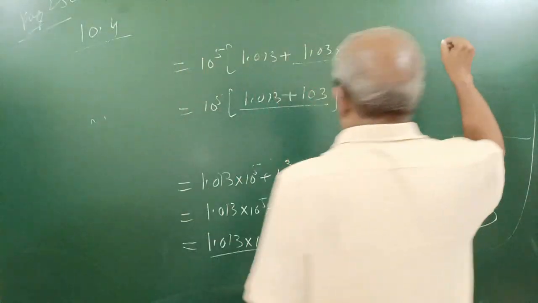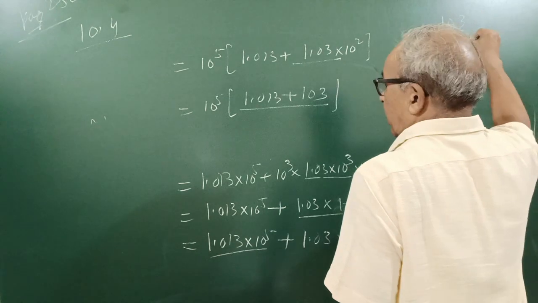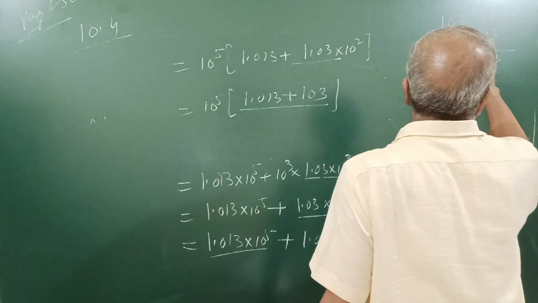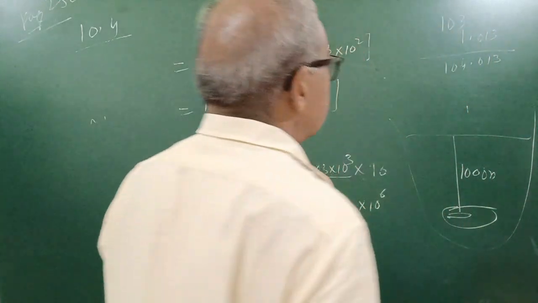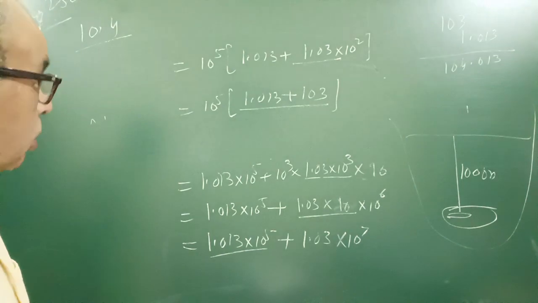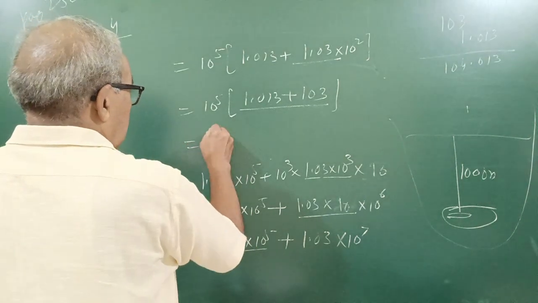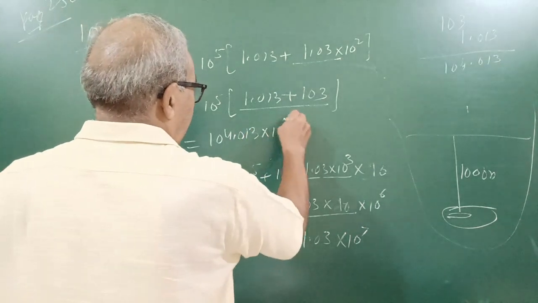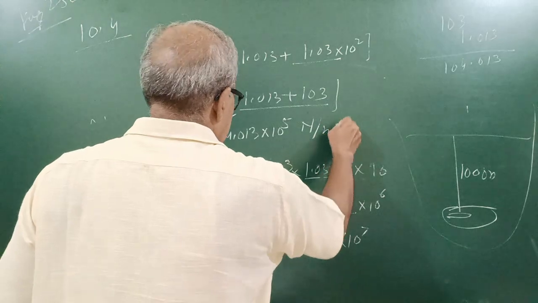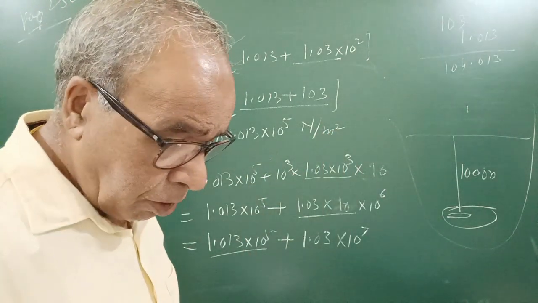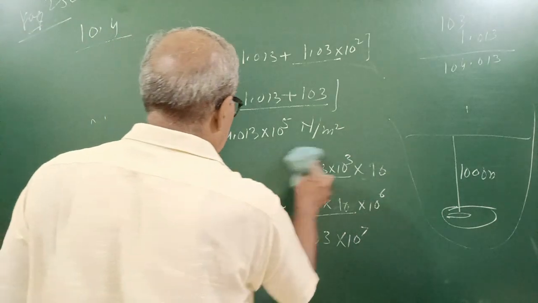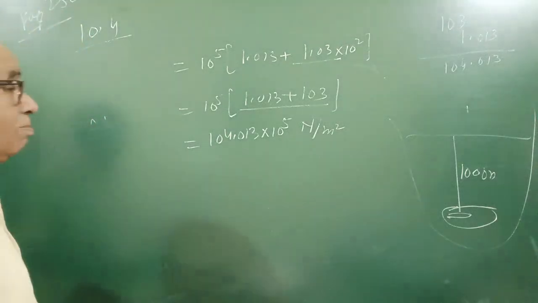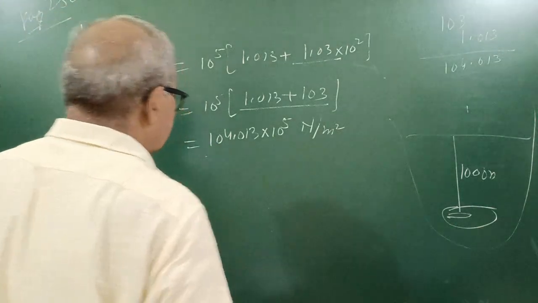So it is 103 and 1.013, which comes out to be 104.013 × 10^5 Newton per meter square. Actually, 1.013 × 10^5 is 1 ATM. They have converted this into ATM.